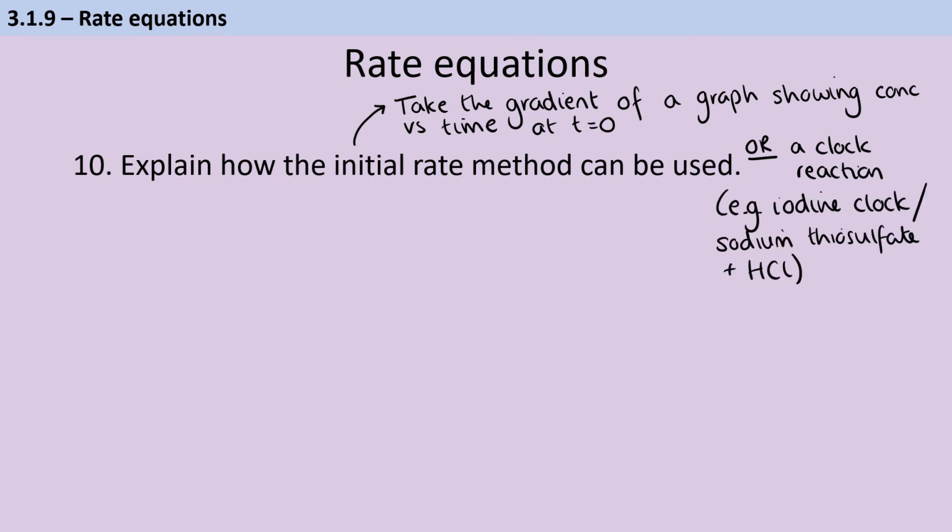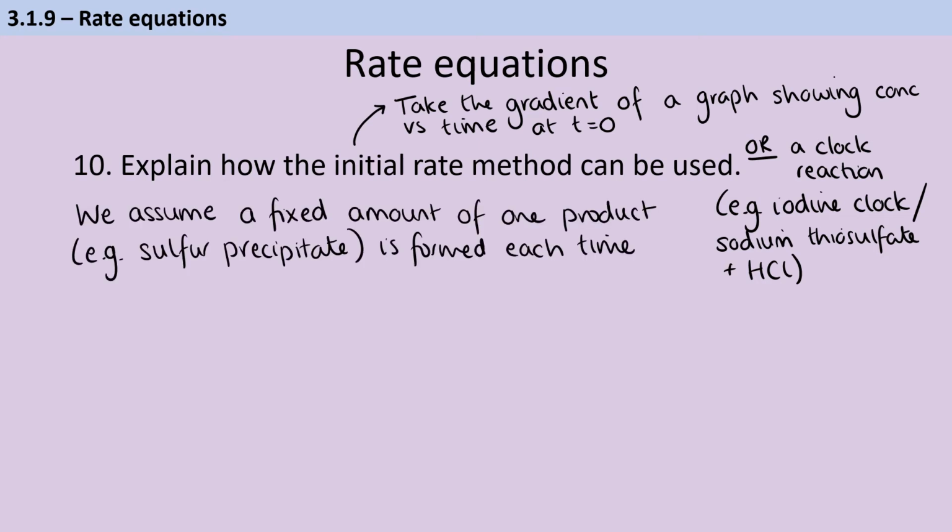So this could be something like the iodine clock or the sodium thiosulfate and hydrochloric acid reaction, where you form that sulfur precipitate, and it means that a cross that you're looking at on a piece of paper will gradually seem to disappear. Now, for either one of those clock reactions, what you can do is take the time that it takes for the reaction to finish and use the reciprocal of that time as a surrogate for rate.